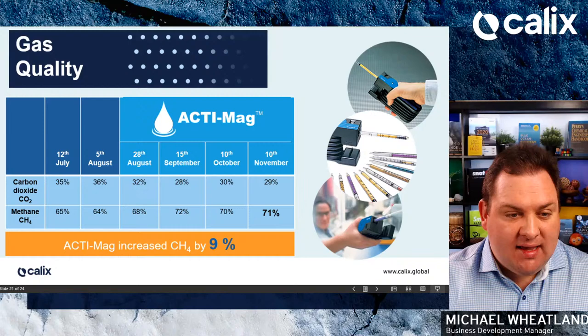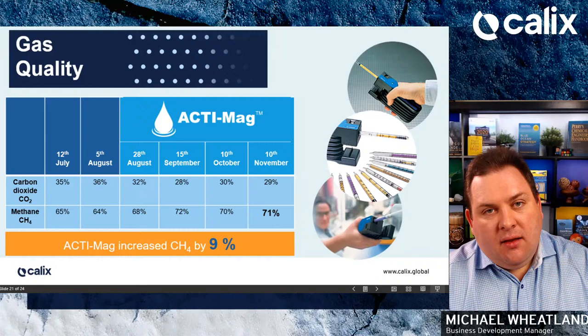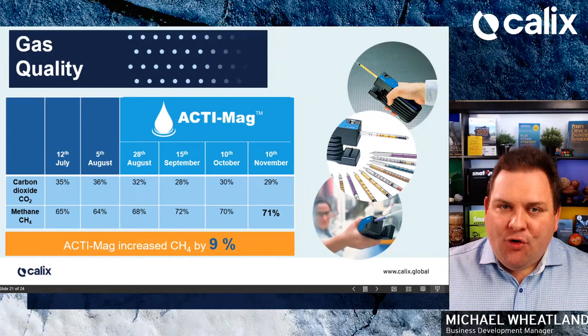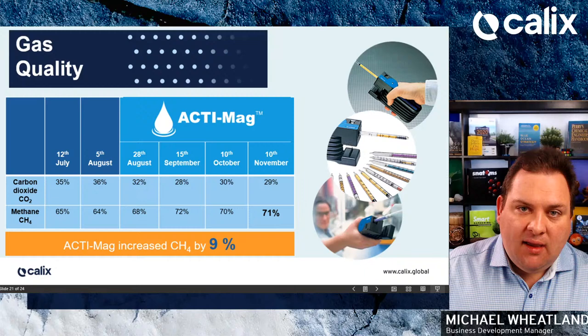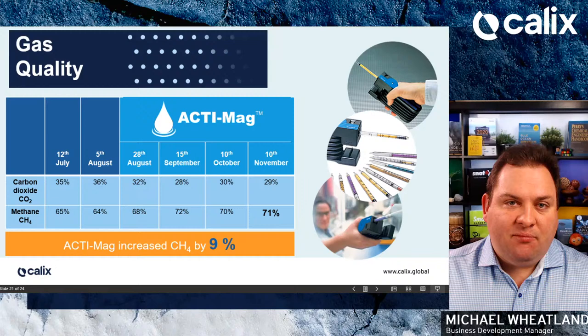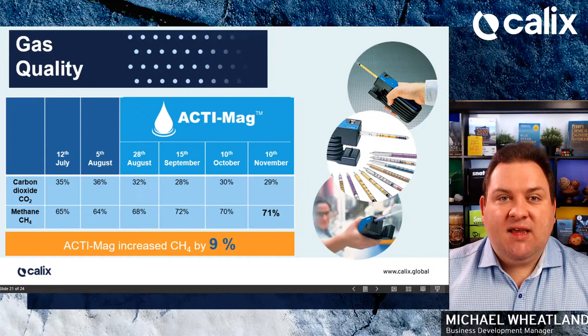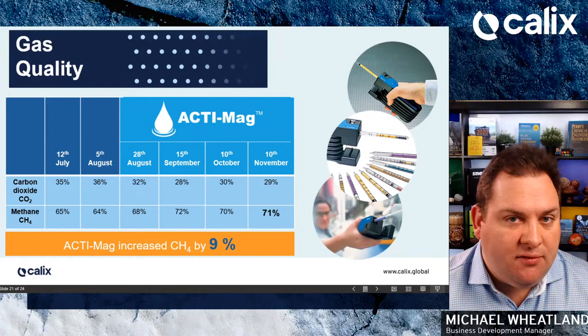Gas quality is almost as important as gas volume as well. So the gas quality is measured by how much methane is within the biogas as compared to carbon dioxide. So any anaerobic system is going to produce both. But we added ACTI-Mag into the system, and what it essentially did was we were able to increase the amount of methane that was being generated compared to the carbon dioxide by around 9% in this specific system. So that produced a fantastic increase in calorific value, which essentially means you can extract more electricity from it at the end, because you're not heating up the additional amount of carbon dioxide.